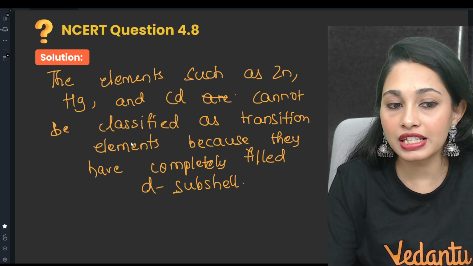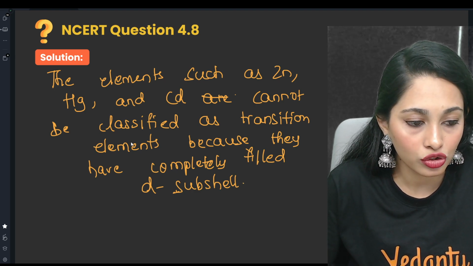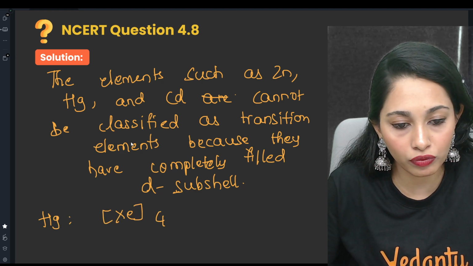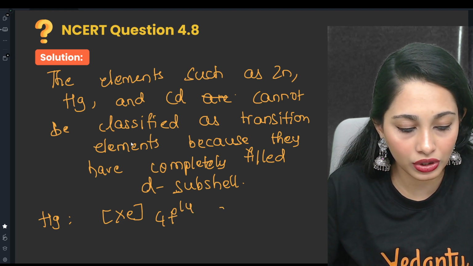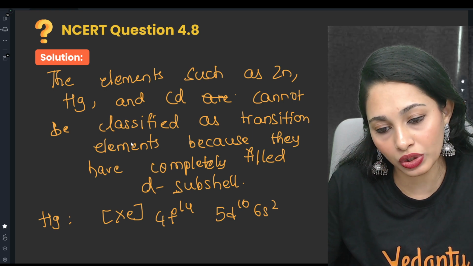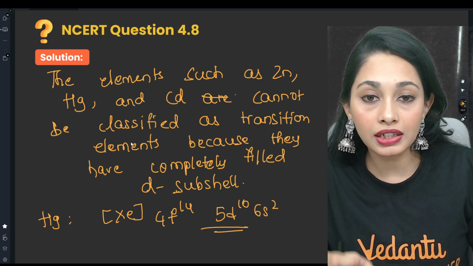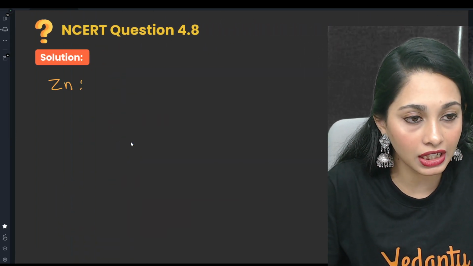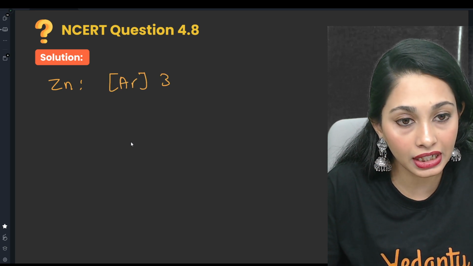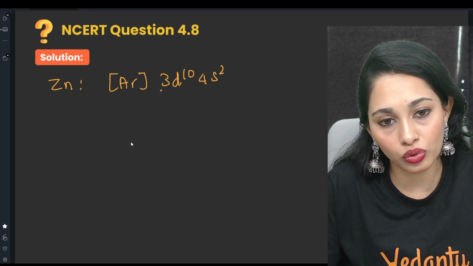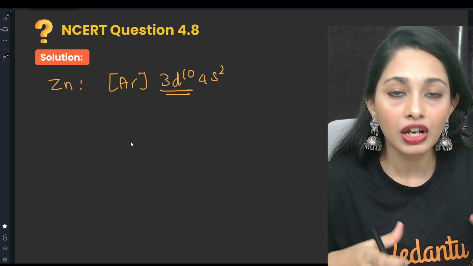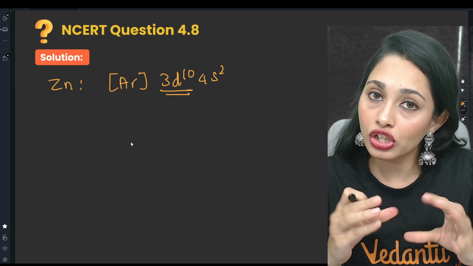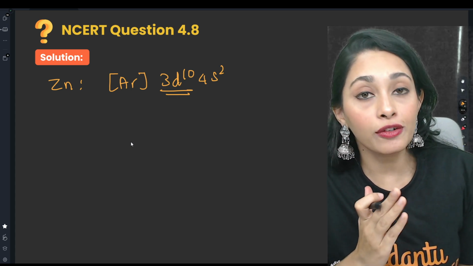Let's take the example of mercury here. So mercury, Hg, what is the electronic configuration here? Xenon followed by 4f14, 5d10 and 6s2. Here we can evidently see that the d subshell is completely filled. Not just that, zinc also. If we consider zinc, argon followed by 3d10, 4s2. So here also d is completely filled. So these elements cannot be considered under transition elements because transition elements are supposed to contain partially filled d subshell.